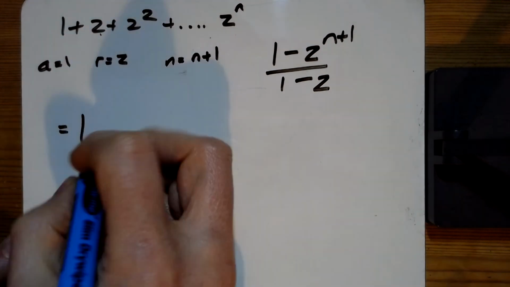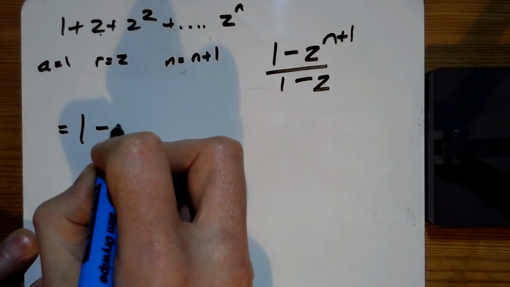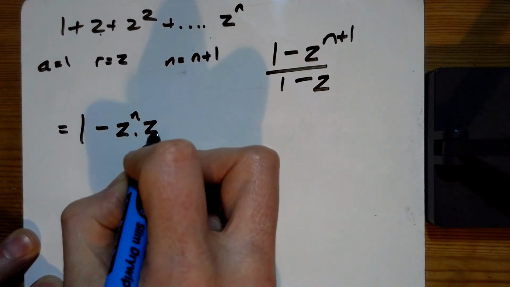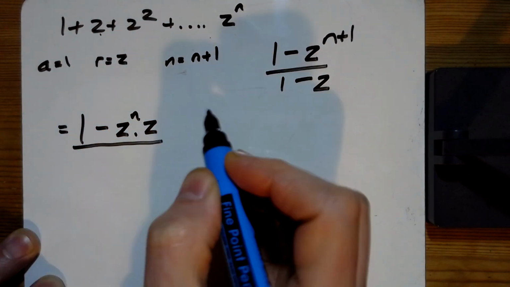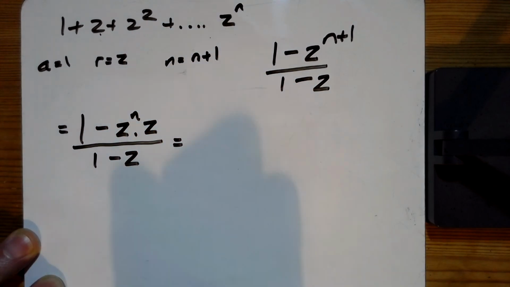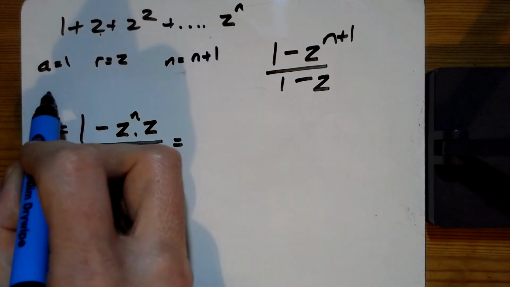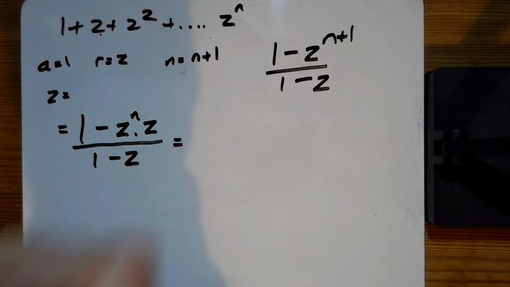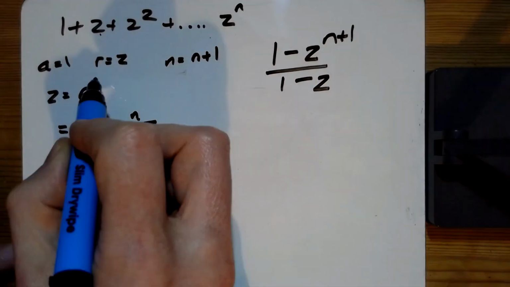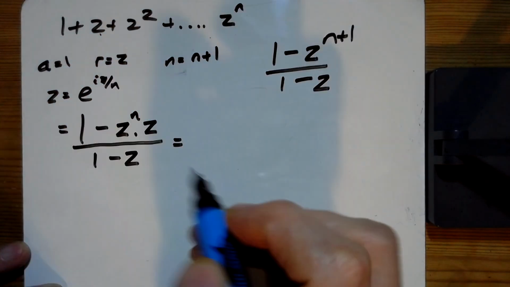Now, I want to split that n plus 1, as I accidentally nearly did there, into z to the power of n times by z. Because, look, that's n plus 1, isn't it? And now I'm going to put in what z is. And we were told that z equals, same as last time, e to the i pi over n.